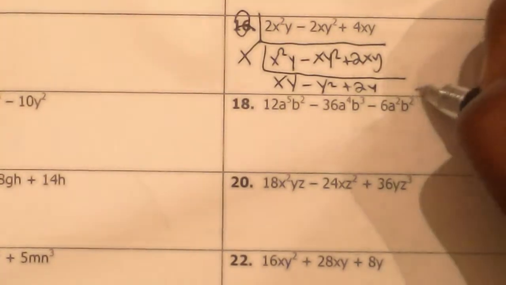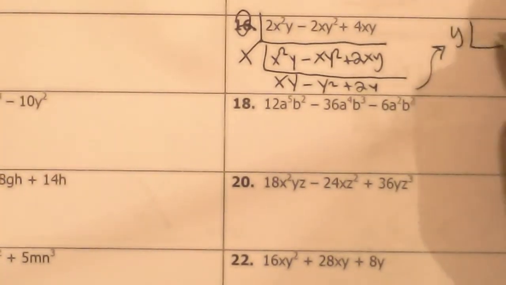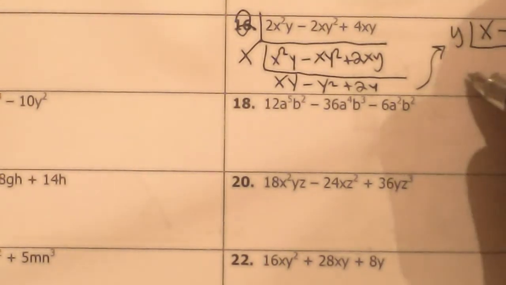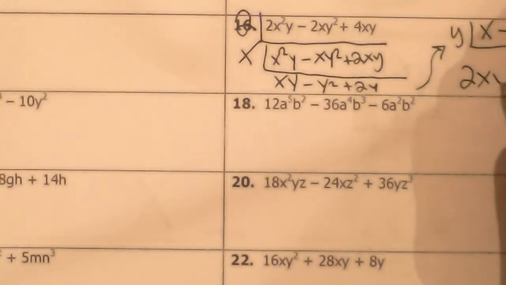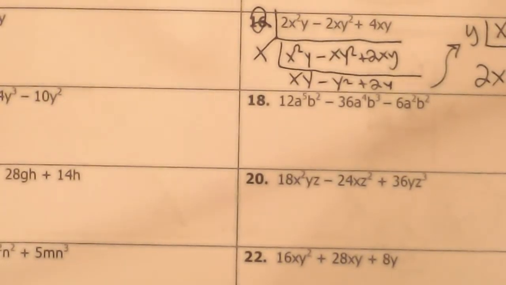And then I'll just kind of drag this on up here. And we can also pull a y out, and that will leave us with x minus y plus 2. There's nothing they all have in common, so the GCF here is 2xy. Got it? And I'll do one last one.